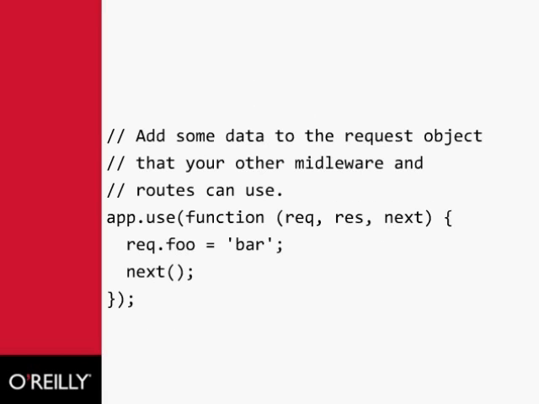Middleware. As I mentioned before, middleware works by just passing in a function with request, response, next. In this case, we're just adding some data to the request object that we can use later. And you might do this, for instance, to access data for a template.